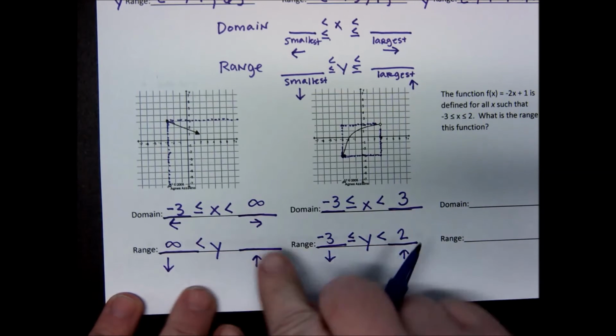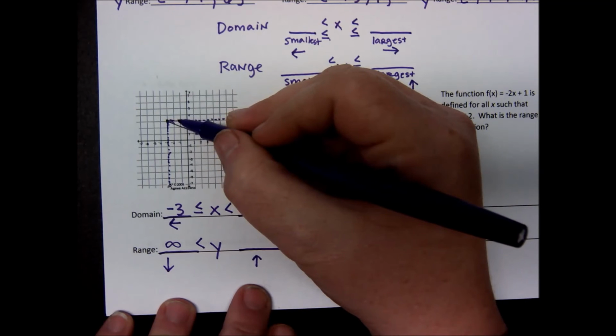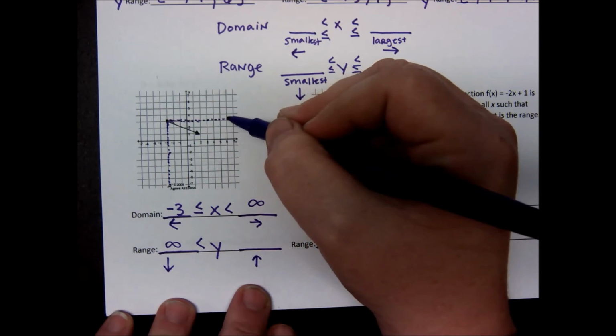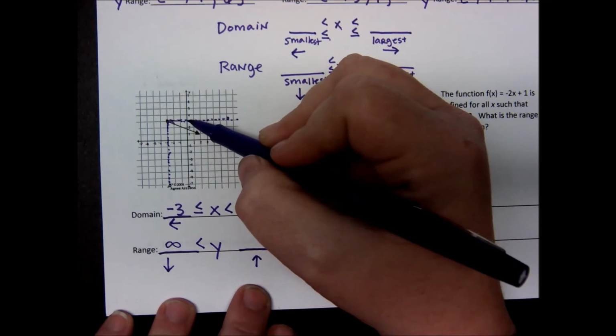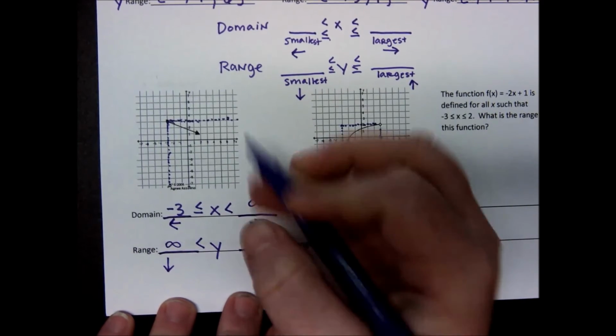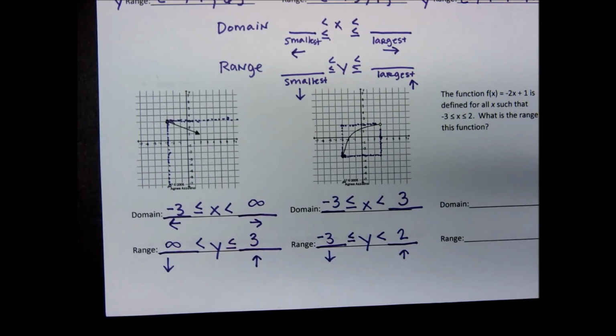So now let's look at the highest my graph goes. I was able to top off the highest. It's not going to go any higher than this point because my arrow is pointing downward, not going upward. And the highest point was at +3. And in this case, this is a closed dot, so I'm going to say less than or equal to.